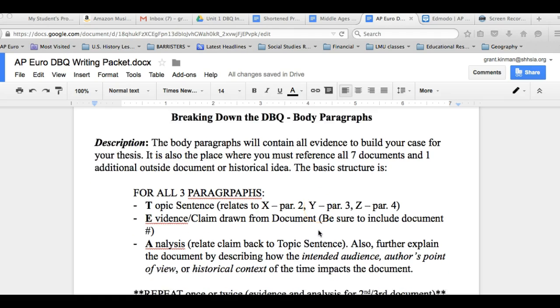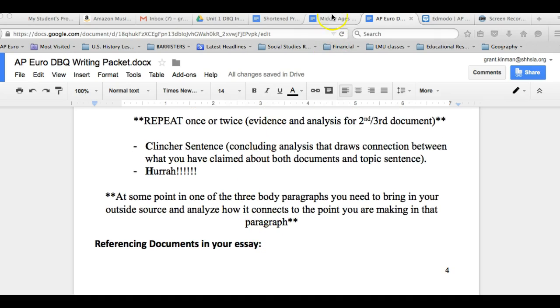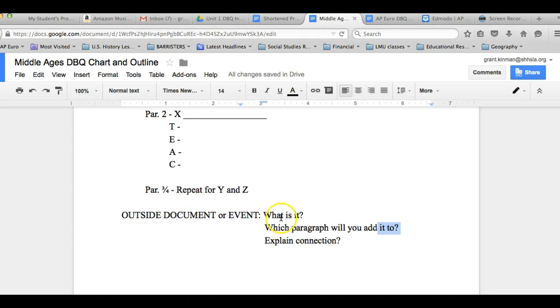Turning to our body paragraphs, in order to get this point, you have to do one additional thing beyond the documents they give you. At some point in one of the 3 body paragraphs, you need to bring in an outside source and analyze how it connects to the point you are making in that paragraph. So I want you to do that by doing this. Describe an outside document or event. What is it? Which paragraph will you add it to? And then explain the connection. So you could pull in, for instance, the jockery or something like that. That is all. Thank you very much.